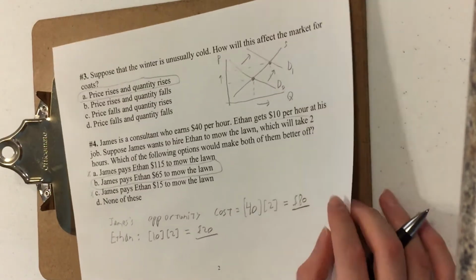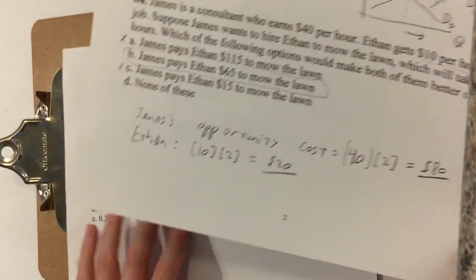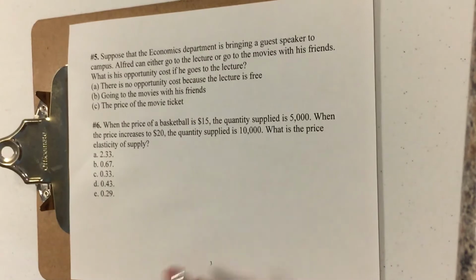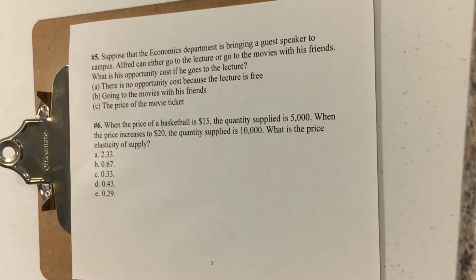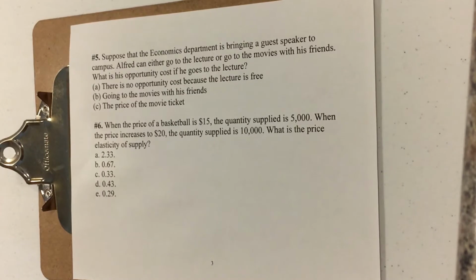Moving on, let's talk about number 5. So this is clearly written before COVID. So pre-COVID, we used to have guest speakers come to campus physically and give a talk in person. And Alfred can either go to the lecture and learn about economics, or he can go to the movies with his friends. If he decides to go to the lecture, what is his opportunity cost?